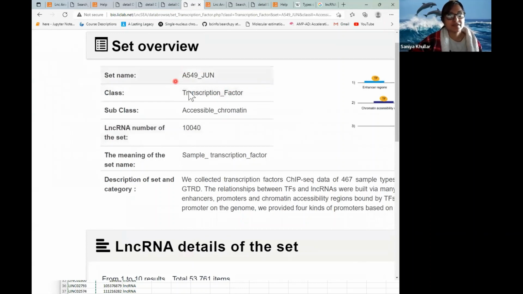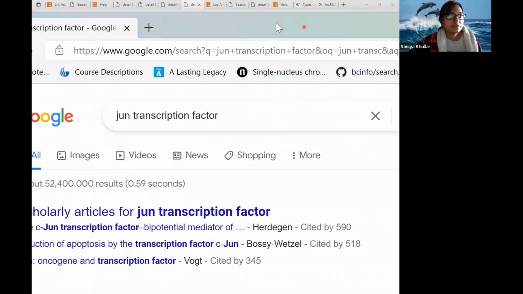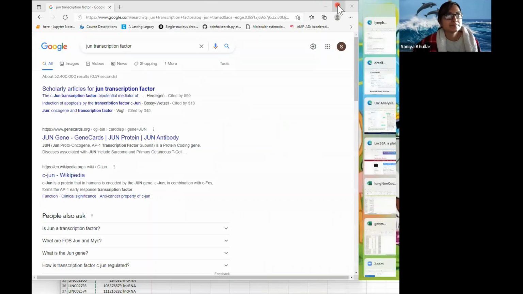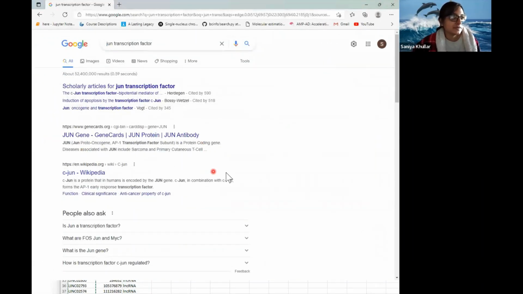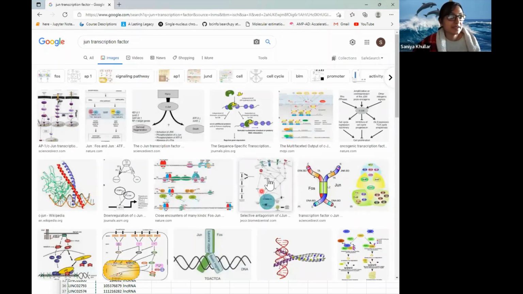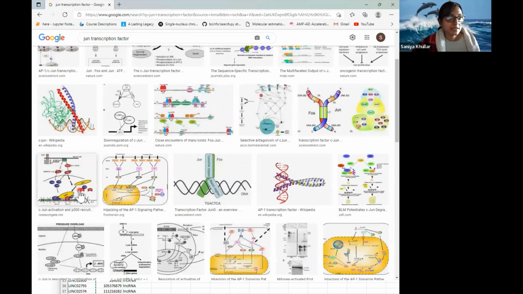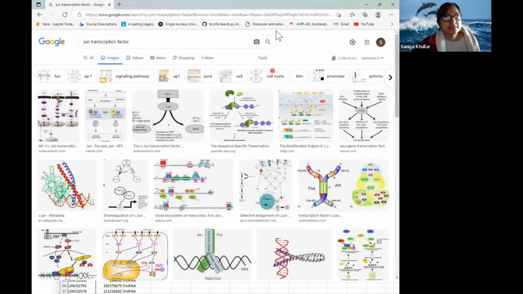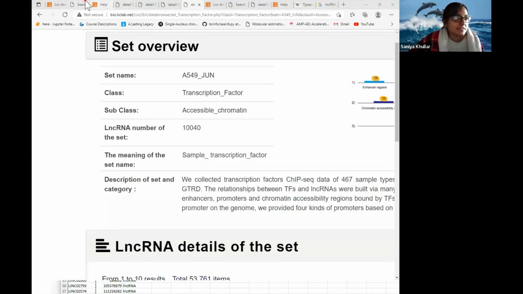So this is a transcription factor, and for instance, JUN is a transcription factor. Protein coding gene. Actually, it's one of the first oncogenic transcription factors discovered. Oncogenic means it's related to cancer, and it's a driver of cancer if it goes haywire. So yeah, it's involved in quite a bit. So we can see all of these things.